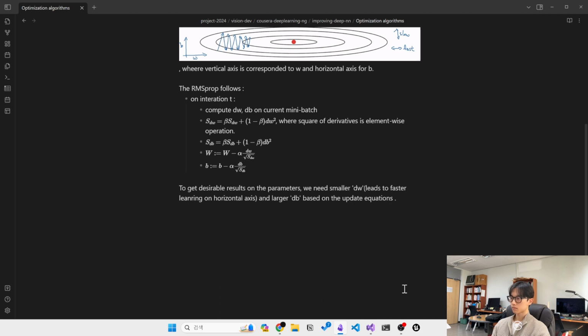And so db squared would be relatively large, so Sdb would be relatively large, whereas compared to that, dW would be smaller, or dW squared would be smaller, and so SdW would be smaller. So the net effect of this is that your updates in the vertical direction are smaller than in the horizontal direction.